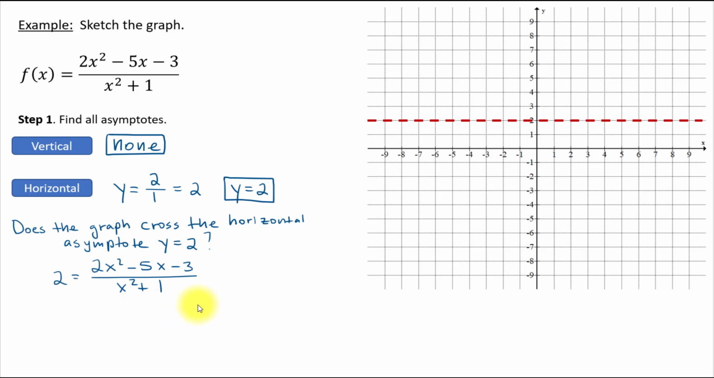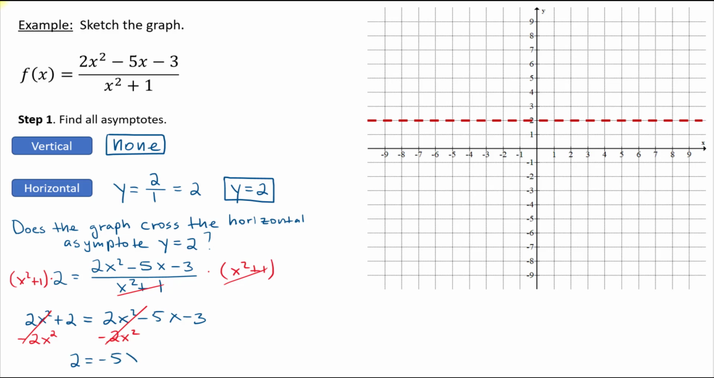Let's see. To solve this equation, I'm going to multiply both sides by the denominator in order to clear it. In the next step, I'll get 2x squared plus 2 equals 2x squared minus 5x minus 3. If I try to combine terms with x squared on one side, then I can see how all terms with x squared cancel. This leaves me with 2 equals negative 5x minus 3. From there, I'll get 5 equals negative 5x. And once I divide by negative 5 on each side, I'll get negative 1 equals x.